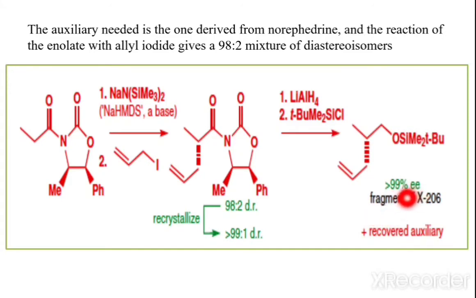99% EE, that means the fragment here, X206. Now we get the recovered auxiliaries. This is about the simple mechanism of chiral auxiliaries.